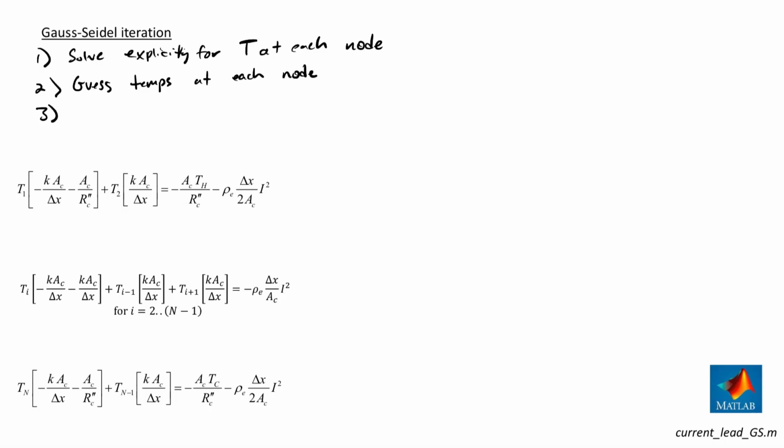Okay, then three, we compute the new temperature. Compute new temperatures at each node. Okay, using our equations that we derived in step one. Okay, so new temperatures at each node, and then we check error at each iteration.